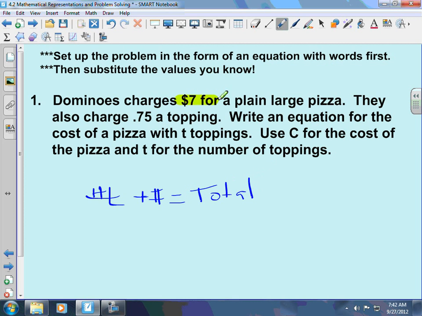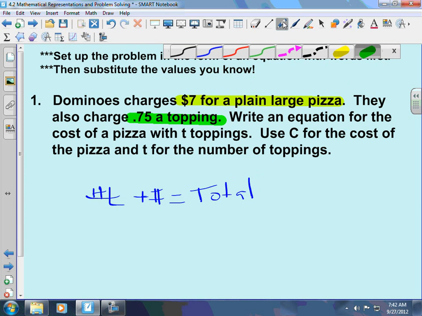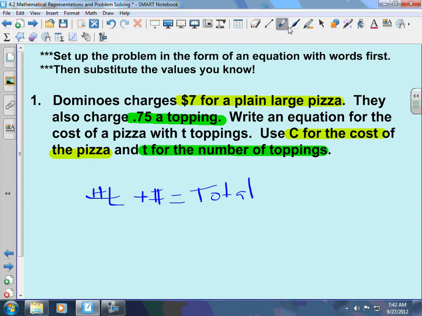Domino's charges $7 for a plain large pizza. They charge 75 cents a topping. Write an equation. We're not going to solve anything. We want to write an equation for the cost of the pizza with T toppings. Use C for the cost of the pizza and T for the number of toppings. So, here are our numbers, 7, 75. Here are our letters, C and T.